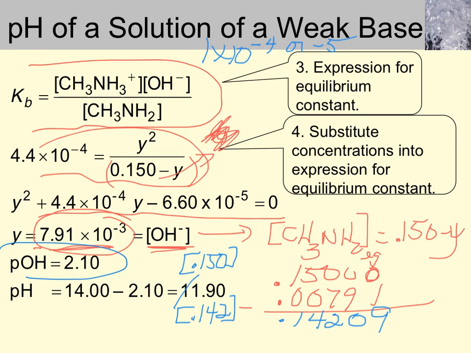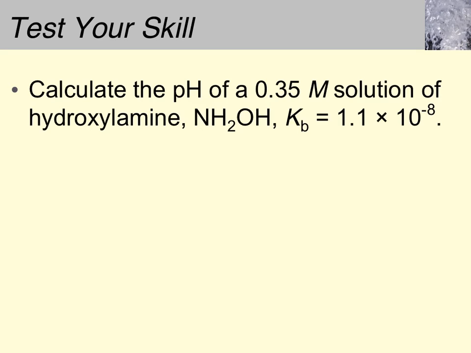So now we find the pOH. We took the minus log of the OH concentration and found the pOH of 2.10. Then we find the pH is 14 minus the pOH. So the pH is 11.9. That is a basic solution, which is what we expect. We're working with a base, so it seems like it should be right.